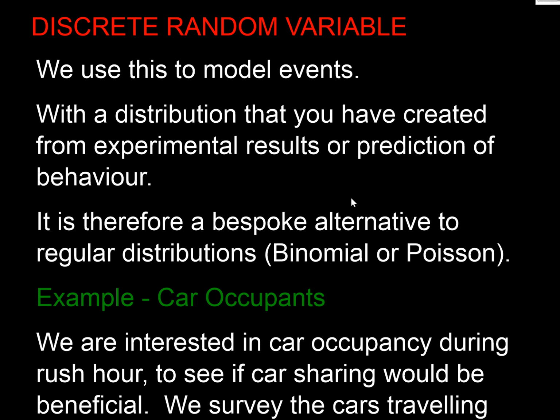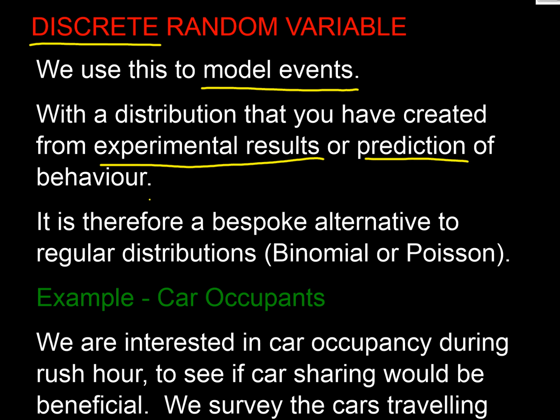Hello, quick explanatory video on discrete random variables. We use these to model discrete events, and they're typically created from experimental results or just predictions of behavior. And you should think of them as effectively alternatives to our regular distributions like binomial and Poisson.